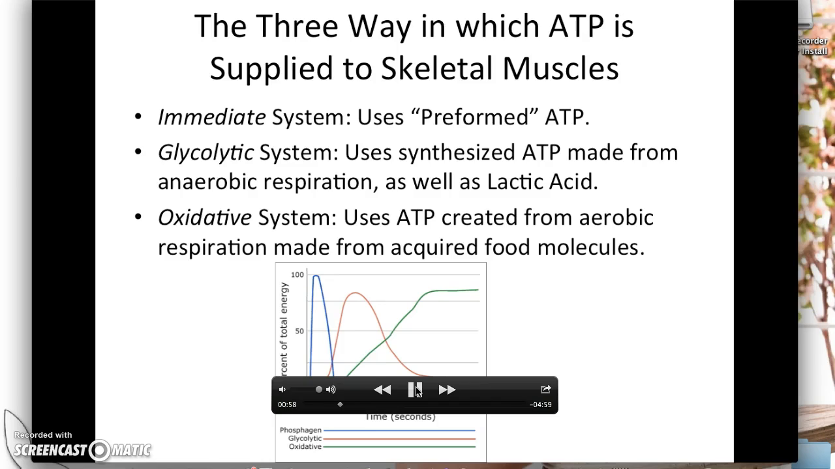And this is similar to the actual structure of ATP. However, it is slightly chemically different. This form is called creatine phosphate, which may be found in vertebrate skeletal muscle.